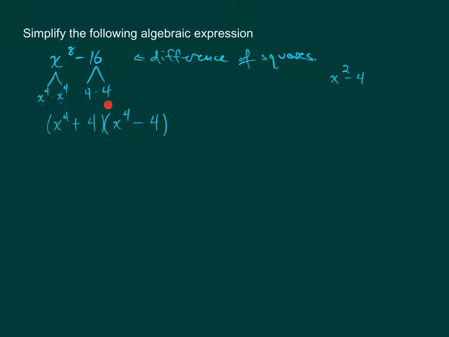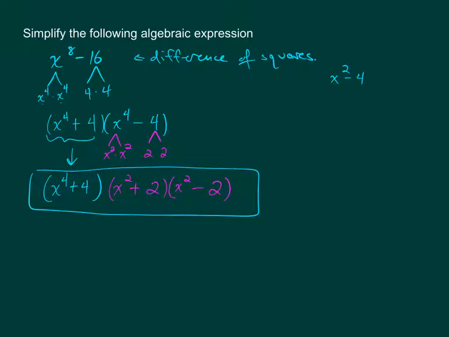However, in this polynomial, we do have a difference of squares. So we can break this x to the 4th down into x squared, and we can break this 4 down into 2 times 2. So now I will have two new sets of parentheses, each starting with an x squared, and each ending with a 2. One gets a plus, one gets a minus. And this x to the 4th plus 4 just comes along for the ride. This is our final answer.